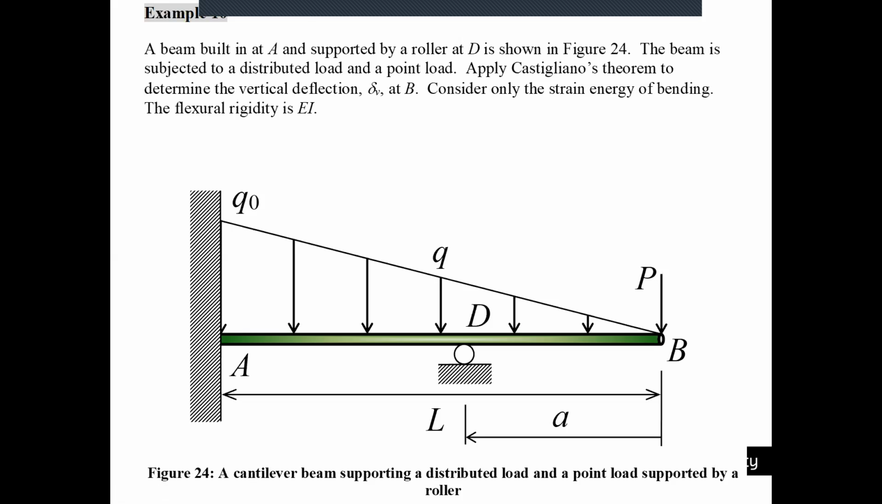The roller at D is shown in figure 24. The beam is subject to a distributed load and a point load. Apply Castigliano's theorem. This is the same figure, but there is a kind of support at point D.